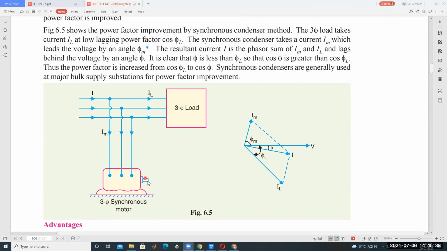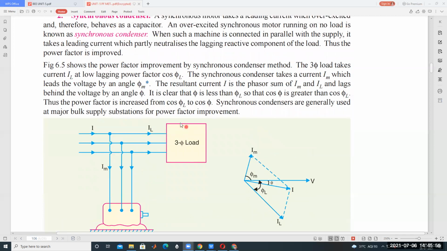There is no load connected here. An overexcited synchronous machine operating under no load is called a synchronous condenser. It is connected exactly in parallel to the supply or load, like this.